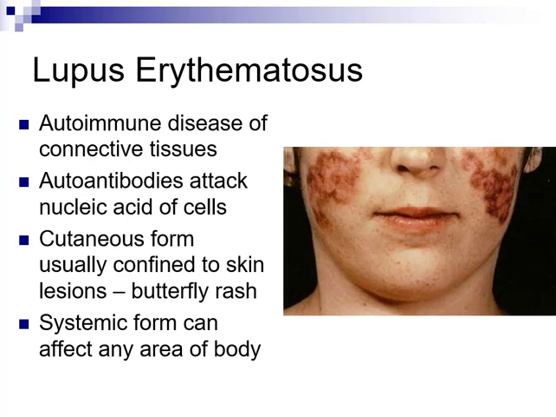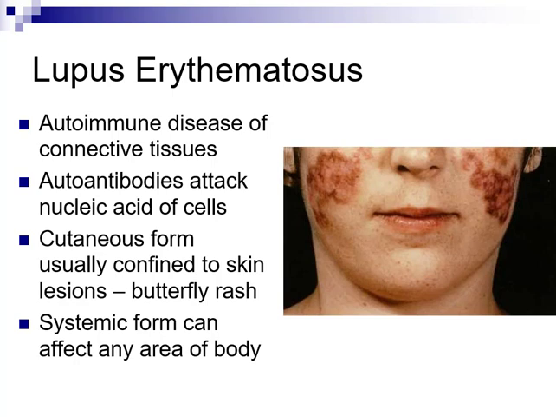Lupus erythematosus is an autoimmune disease of connective tissue. It attacks the nucleic acid of cells in cutaneous forms, cutaneous meaning skin.